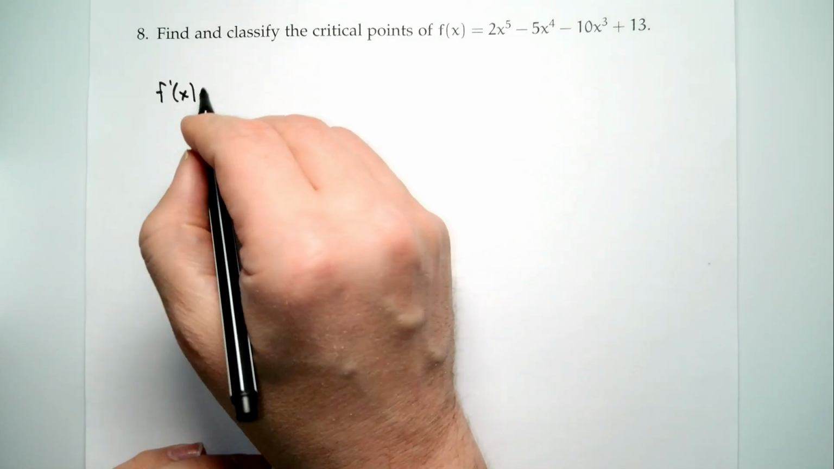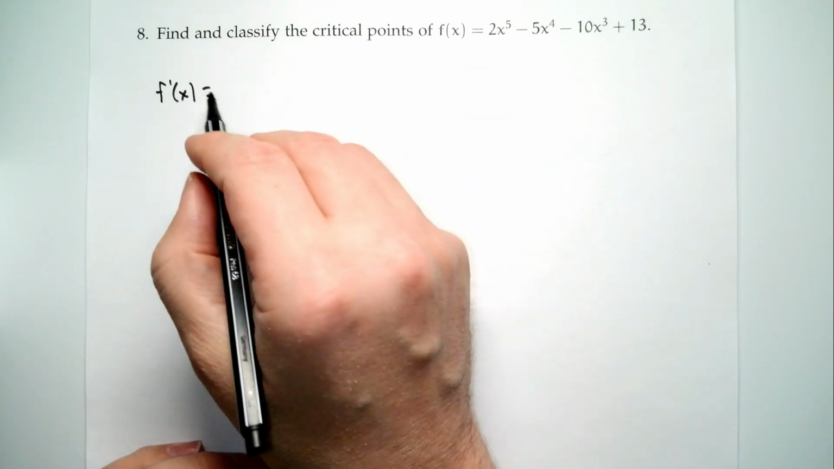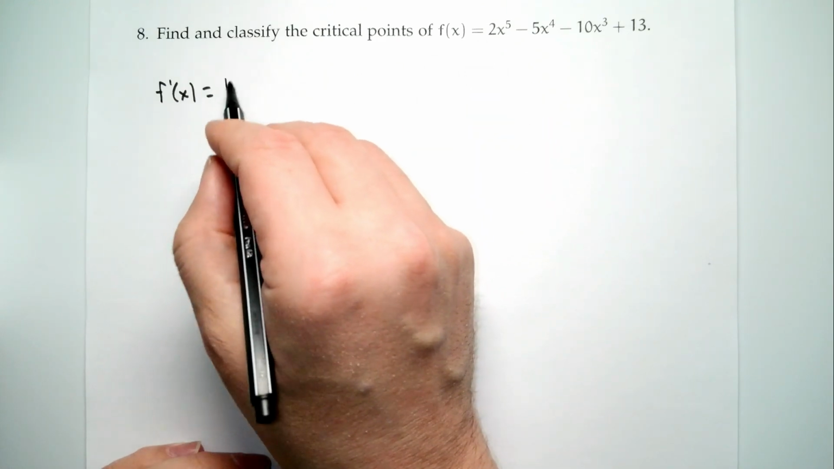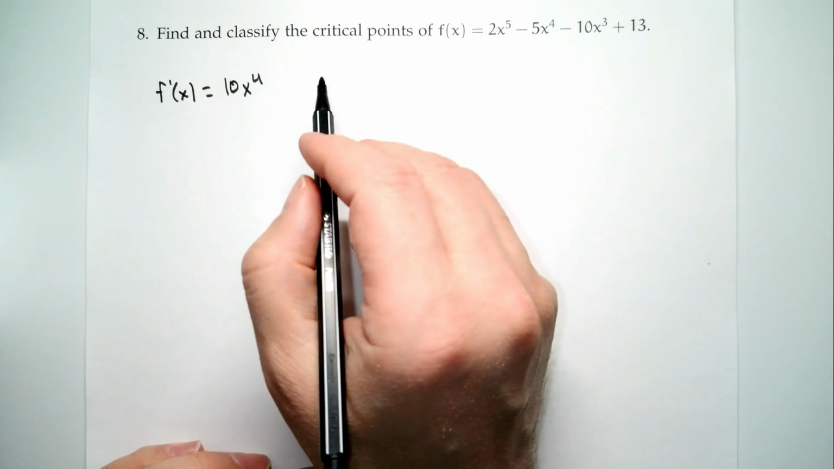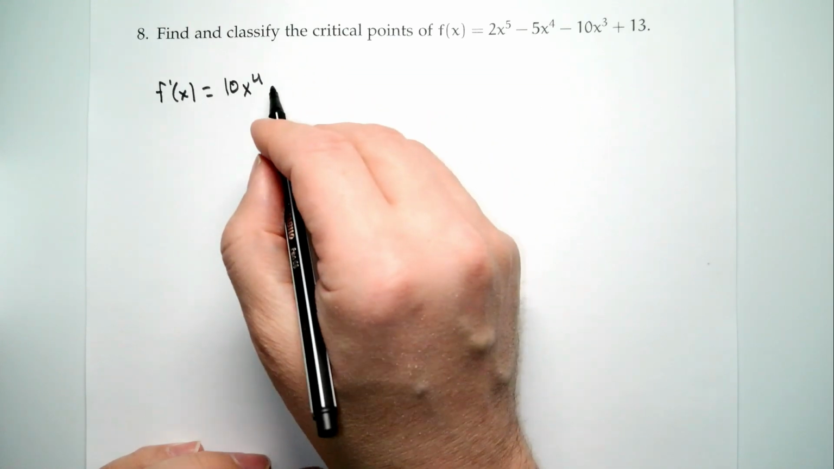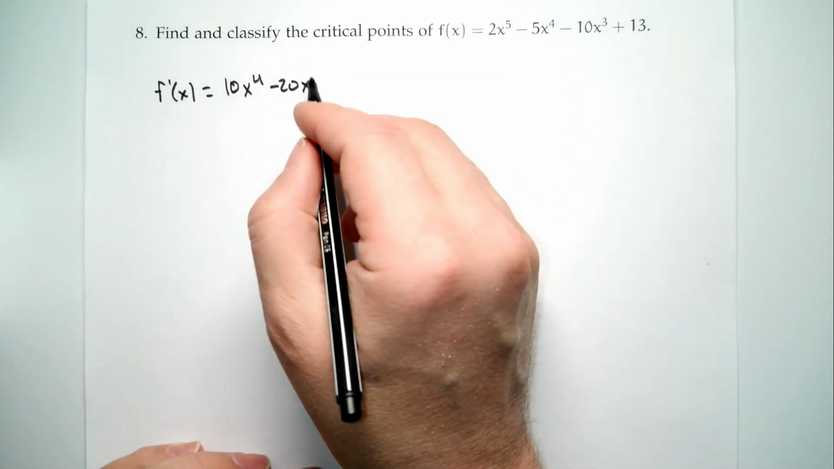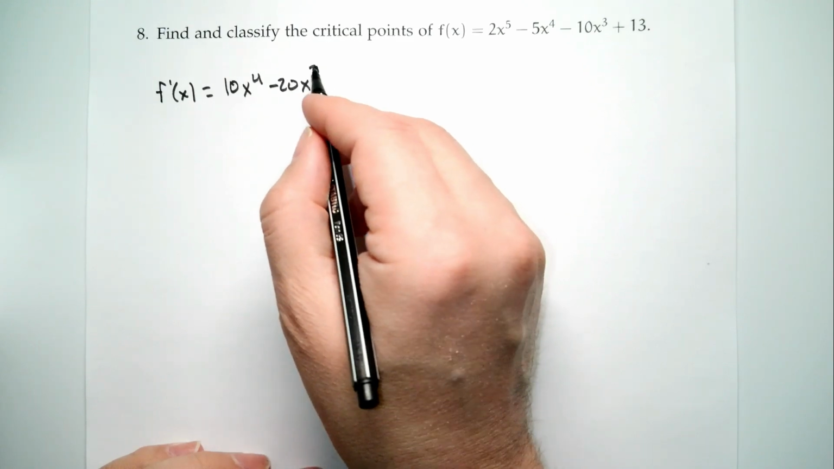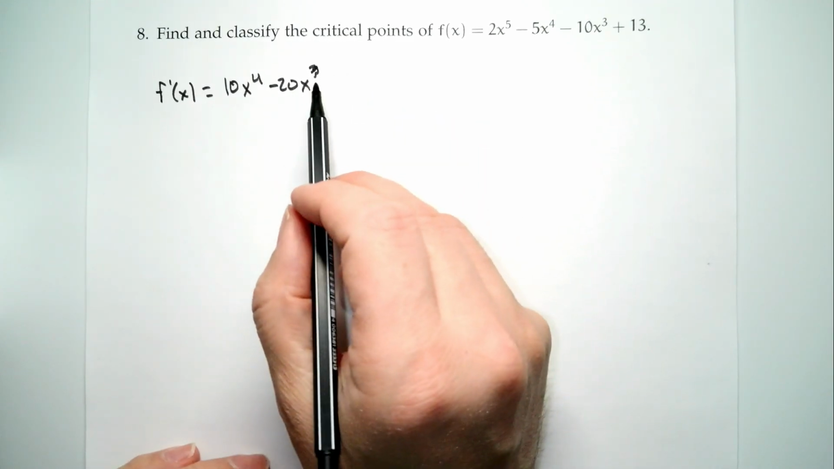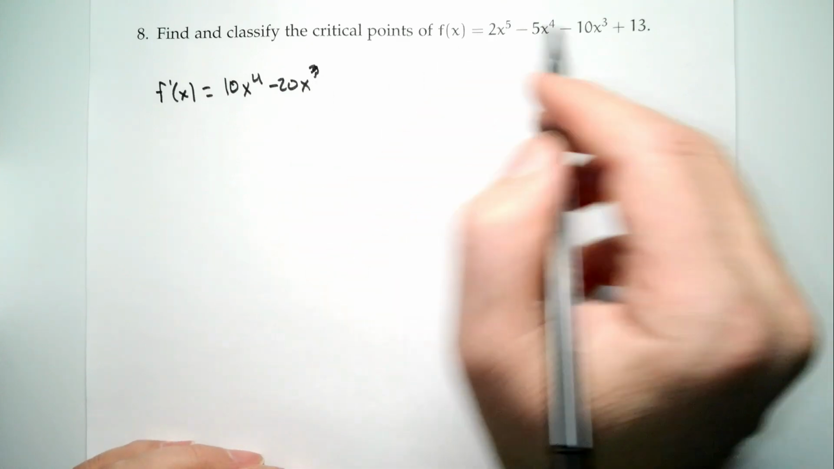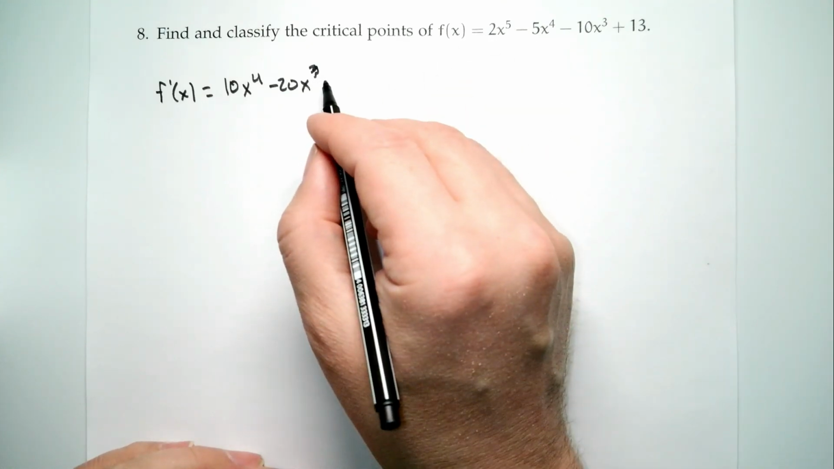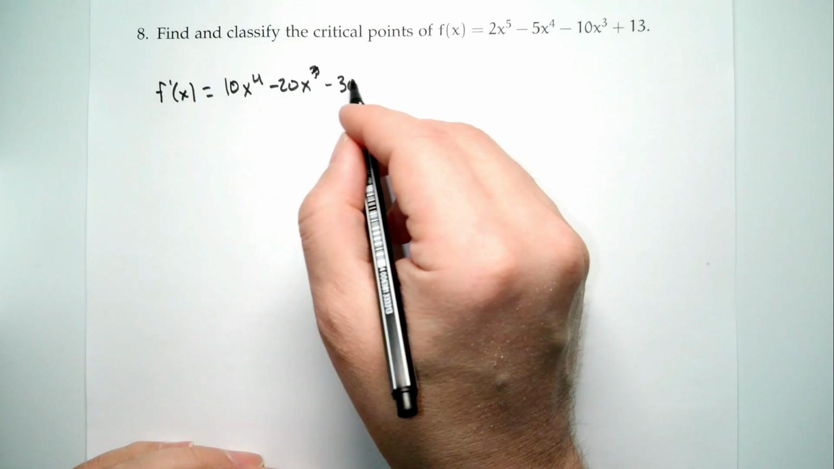F prime of x. Derivative of 2x to the 5th is 10x to the 4th, and then derivative of negative 5x to the 4th is minus 20x cubed. Okay, that really is a 3. I know that's a terrible looking 3, but that is a 3. Derivative of negative 10x cubed is minus 30x squared.